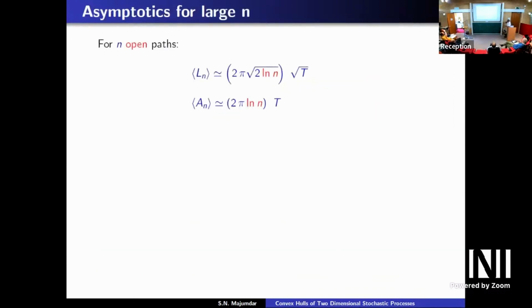All right, so what is the asymptotics? What you find is that for n open paths, where n is the animal population size, the mean perimeter actually goes like square root of log n. So it grows, but it grows extremely slowly. And the area goes like log n. And for the closed paths, it's similar, except with a different factor: here the factor is 2, and here it is 4, with square root of log n and log n.